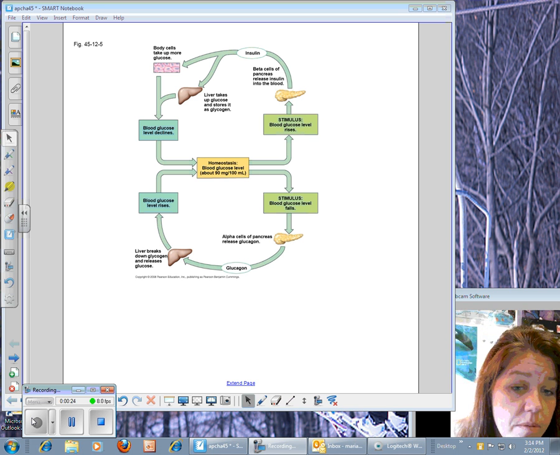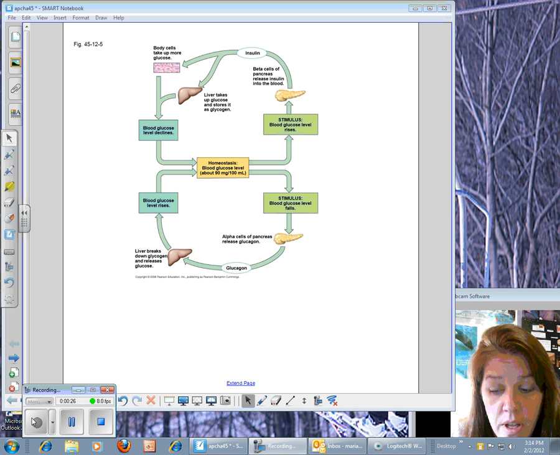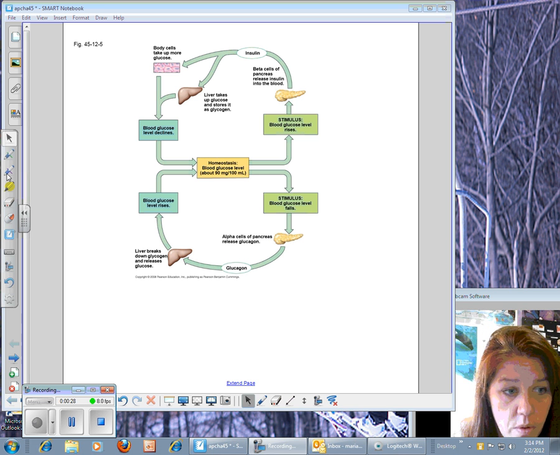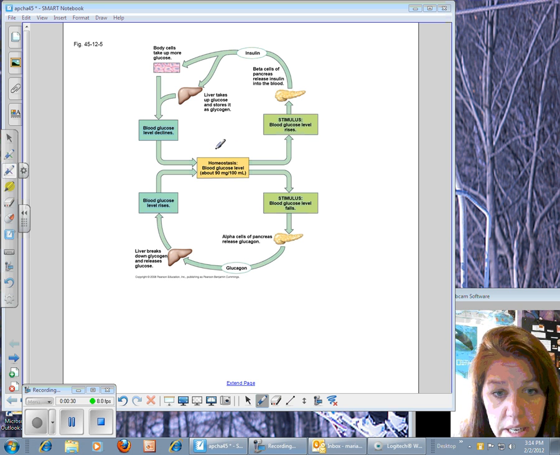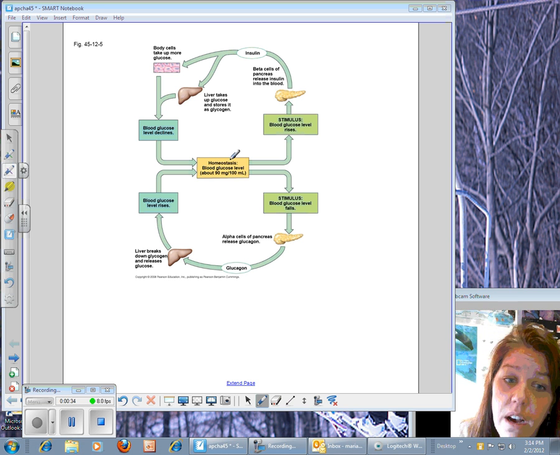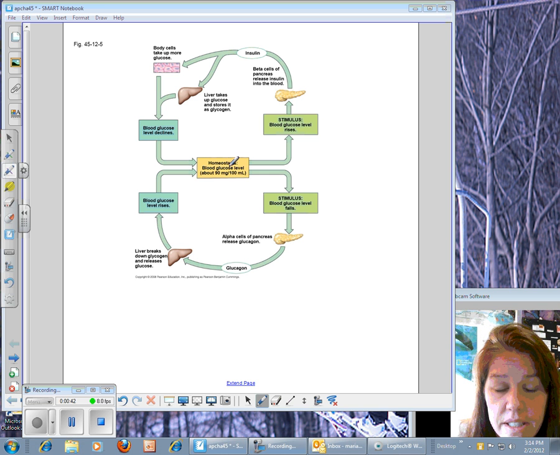I want to go over hormonal control of blood glucose, which is pretty critical, and we will start. We've seen a diagram like this before. This is the set point, and anything above or below, we're going to have a feedback loop to return us to a nice steady state, homeostasis. So let's say your blood glucose rises.